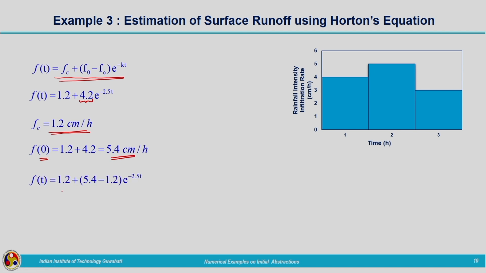f of t can be written as f c plus (f naught minus f c) e to the power of minus 2.5 t. f c is 1.2, f naught is 5.4. So, this is our Horton's equation. Now, that we can plot over here. When we plot this, the curve will be looking like this. Infiltration curve represented by Horton's equation. By making use of the values given by this equation, we have plotted this curve.